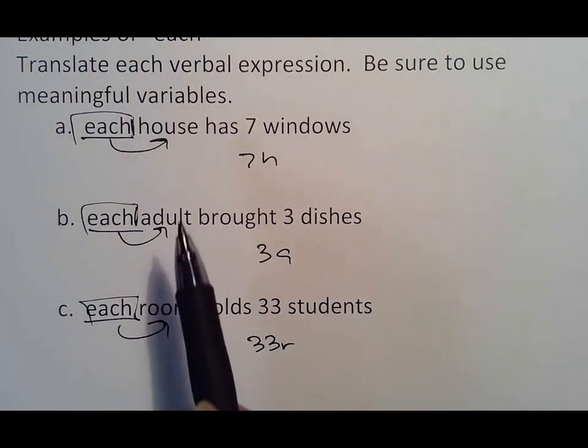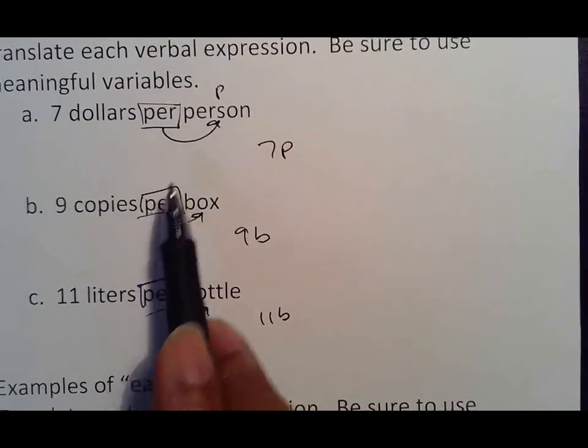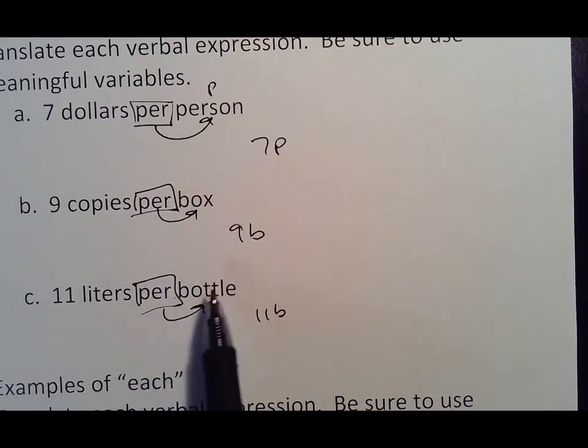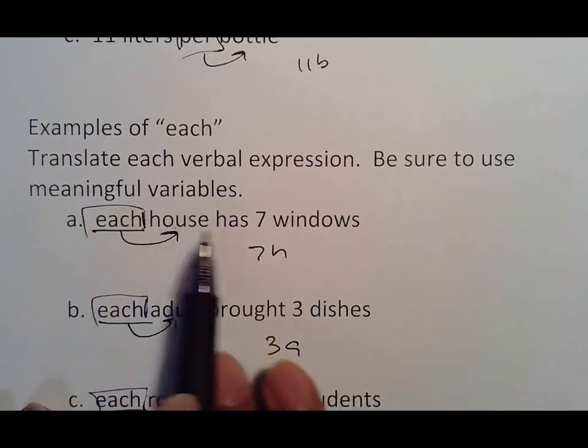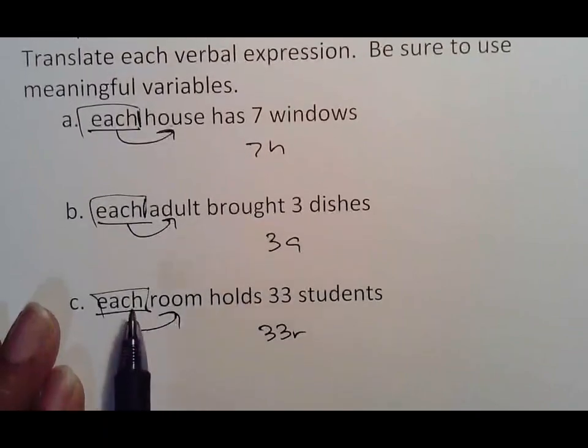Okay, so again, same game for both. Per person, so use a P. Per box, use a B. Per bottle, use a B. Each house, use an H. Each adult, use an A. Each room, use an R. Again, just keep that game in mind as you're working through that.